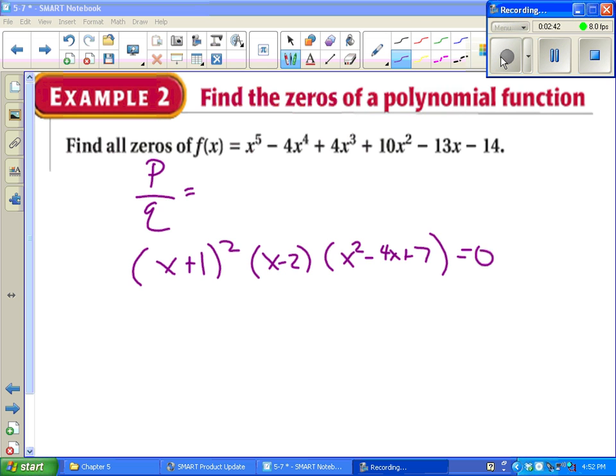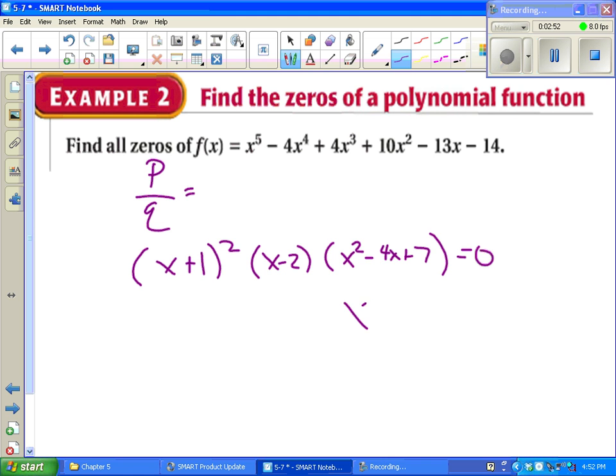Turns out, after you go through the nightmare that is the rational zero theorem, we end up with factorizations like this. And that last factorization doesn't factor nicely, but you can use the quadratic formula for it. And if you do so, you get 2 plus or minus i square root of 3. Again, you need to be able to do that on your own. Make sure you know how to.